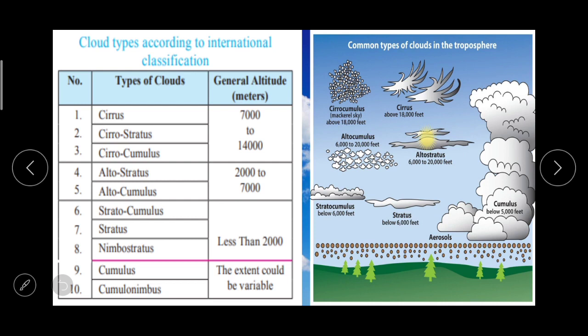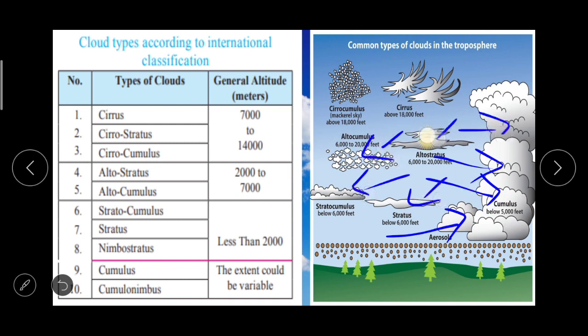The proportion of vapor is more near the earth's surface. As we go higher away from the sea level, the amount of vapor decreases, and hence the clouds at a lower altitude are larger in size while the clouds at higher altitude are smaller. Here you can see the types and the size.